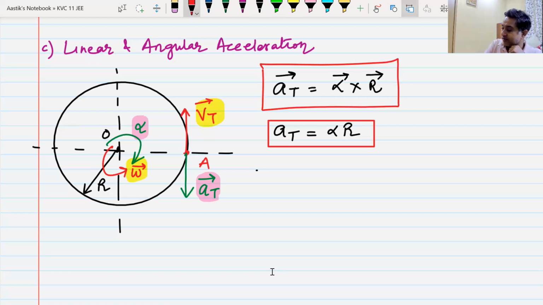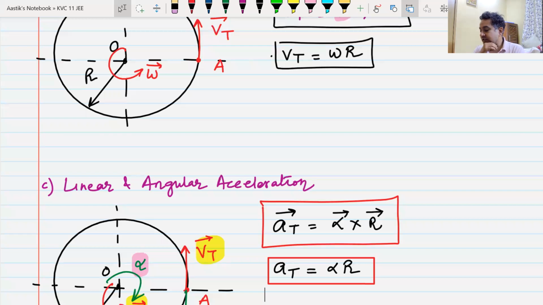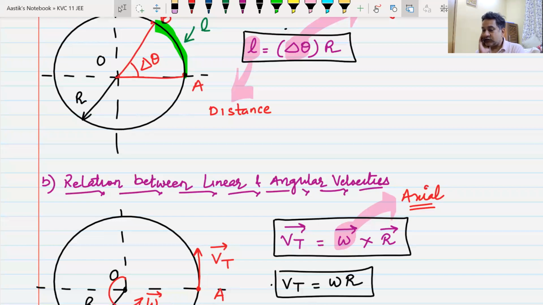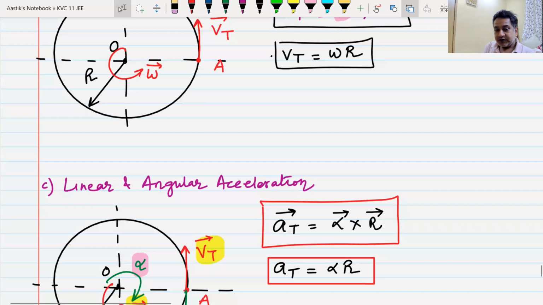And if you understand, this relation is exactly similar to the relation we had between Vt and omega r. It's very simple. If you understand any one of these relations, the other two are exactly similar. Length of the arc is delta theta, angular displacement into r, tangential velocity is omega multiplied by r, and tangential acceleration is alpha multiplied by r.